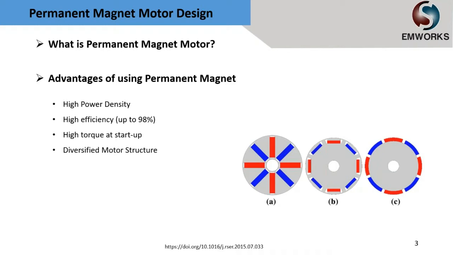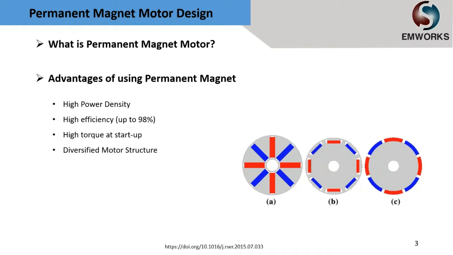Okay, but what is the advantage of using permanent magnet in electrical machines? Using permanent magnet can increase the torque density and efficiency of the machine, and moreover, the starting torque of the permanent magnet machines can be higher than the other machines, like comparing switch reluctance or induction machine. So you can see that it's quite a good advantage using the permanent magnet.